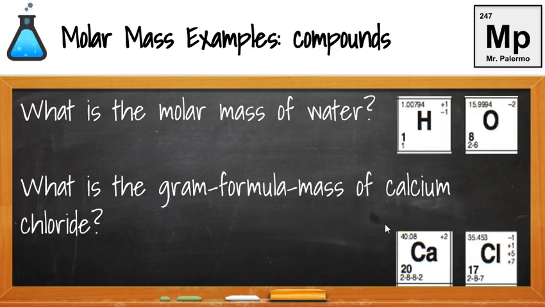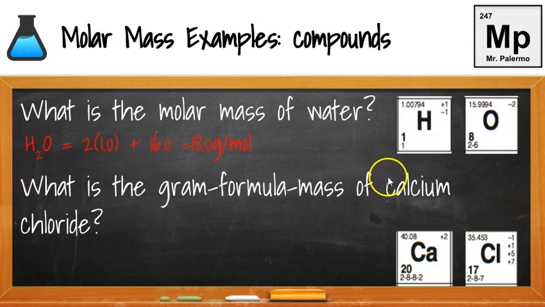What about for compounds? Well, now we're just going to add them all up. So what is the molar mass of water? So water is H2O. So I have 2 hydrogens. Each one is 1. So 1 plus 1 is 2. And then oxygen round to nearest tenth is 16. So 2 plus 16 is going to give me 18 grams per mole. Again, because water's chemical formula is H2O. So I need 2 hydrogens, each with a mass of 1.